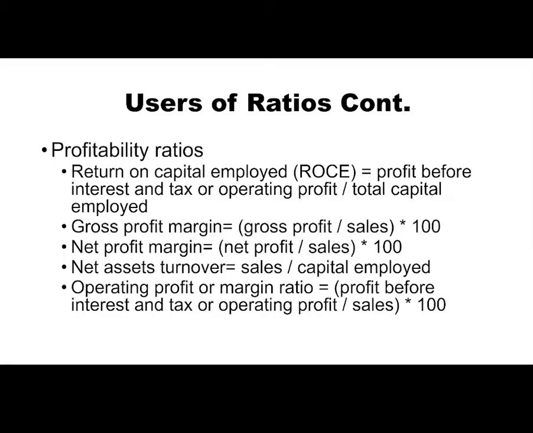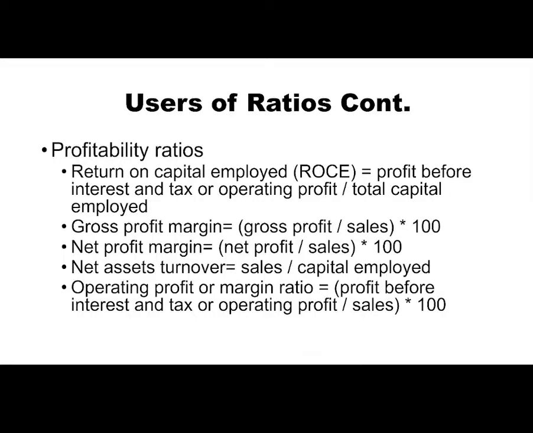It can also be calculated as fixed assets plus net working capital. So you can also calculate it as such, the fixed assets plus the net working capital. Then you have the gross profit margin. This ratio will show how well the cost of production has been controlled in relation to distribution and administration costs, whereby you have the gross profit divided by sales, multiplied by 100. So you get the gross profit margin.